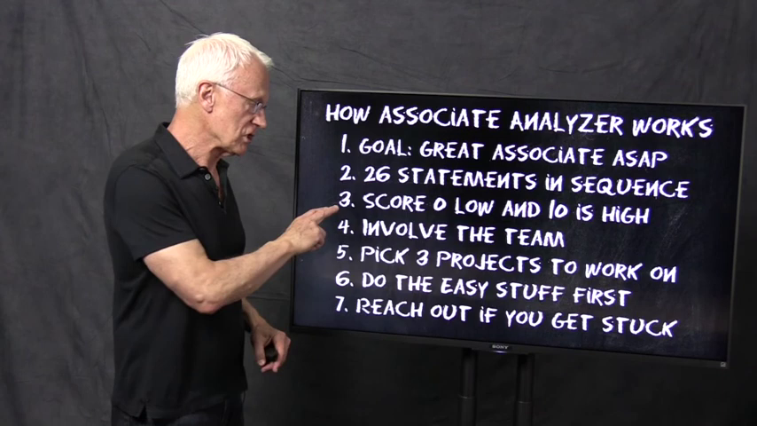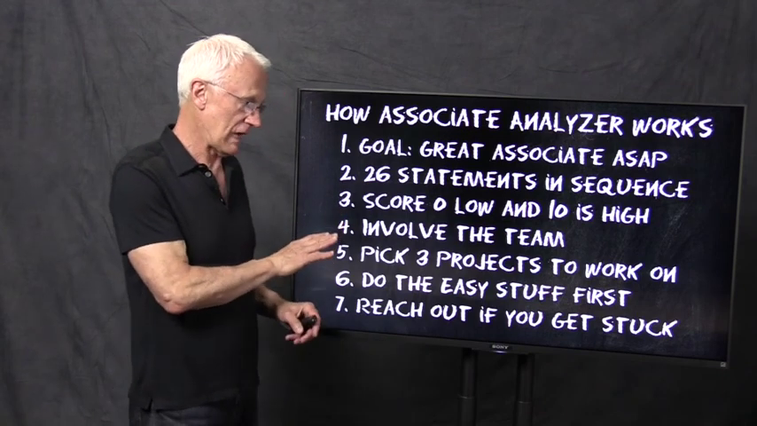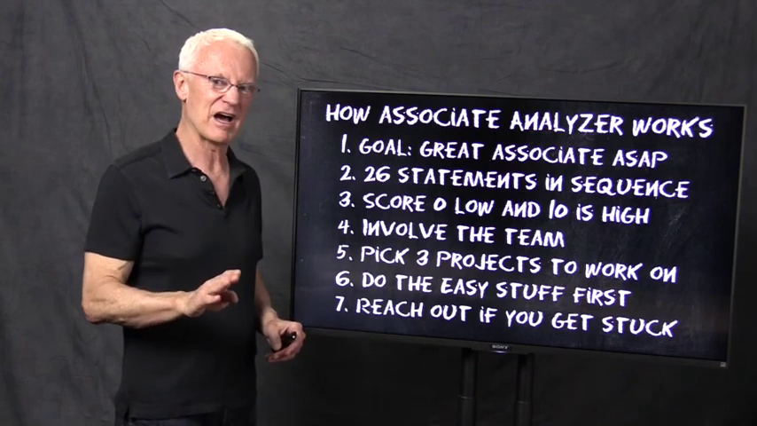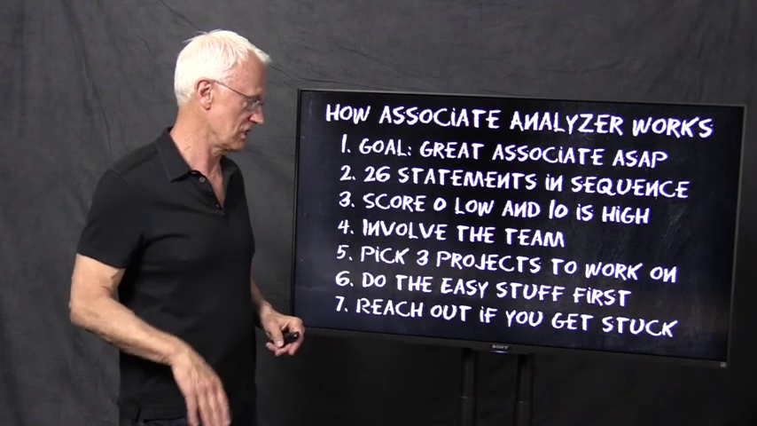Number two, there are 26 statements on the analyzer, and they're in sequence, from simple to more complex. I want you to score those out. 0 means I've never heard of it or I don't do it, and 10 means I know that I've got it, we do it all the time, it's in good shape.